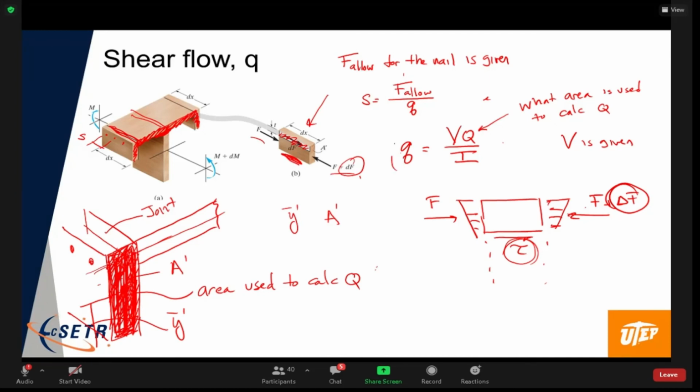Once you get that, you can calculate the shear flow, lowercase q, and then it's the same as the argument we used to calculate the nail spacing on that one. Does that make sense? All right, let's do an example, okay? Let's do an example.